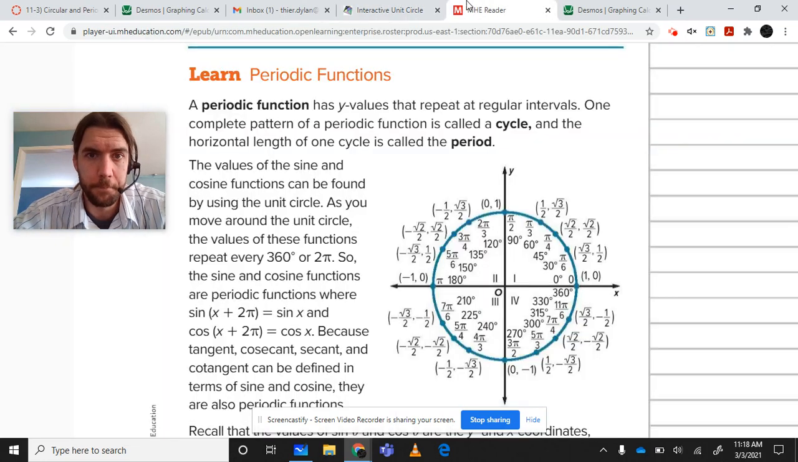The values of the sine and cosine functions can be found by using the unit circle. As you move around the unit circle, the values of these functions repeat every 360 degrees or 2 pi radians. So the sine and cosine functions are periodic functions, where the sine of x plus 2 pi equals the sine of x. So they're saying that if you've got some angle and you do a full rotation of 2 pi, you're back where you started, so you should have the same sine.